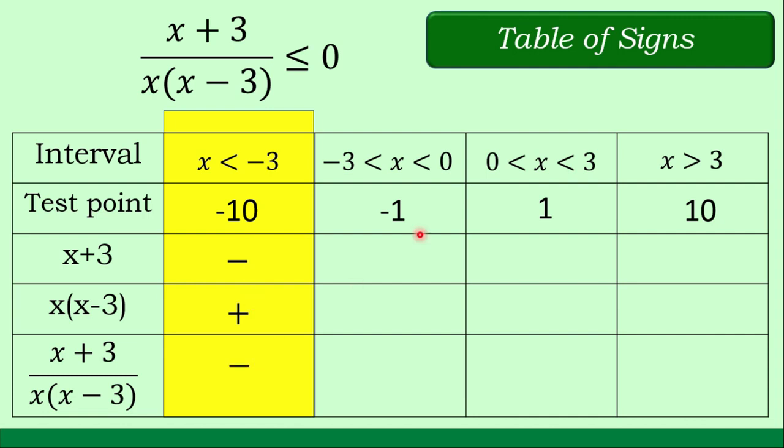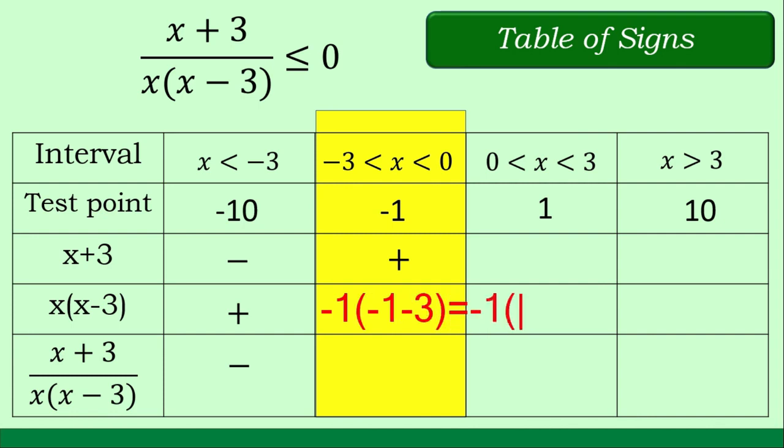How about for the next column? We have negative 1. Let's substitute that here. Negative 1 plus 3 will give you a positive answer. I'll clarify on this. I'll write it here. So that means you'll have negative 1 times the quantity of negative 1 minus 3. You'll have here negative 1 times the quantity of negative 1 minus 3 is negative 4. So that's why you have here a positive answer, which is positive 4. For this line, you'll have positive for that. So I'll erase.